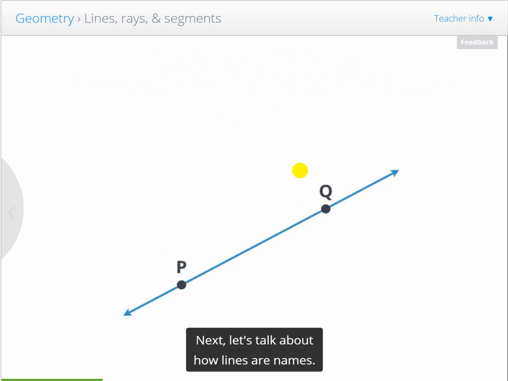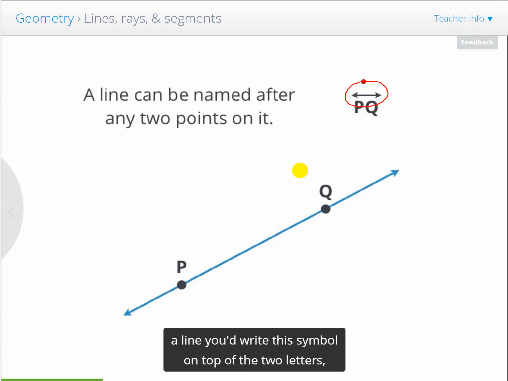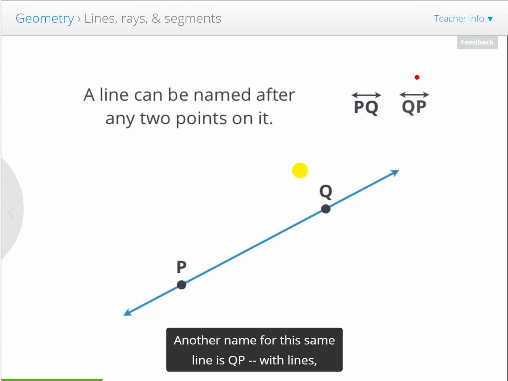Next, let's talk about how lines are named. A line can be named after any 2 points on it, so you could call this line PQ, and to show it's a line, you'd write this symbol on top of the 2 letters, with the arrowheads to show it goes on forever in both directions. Another name for this line is QP. With lines, the order of the points in the name does not matter.